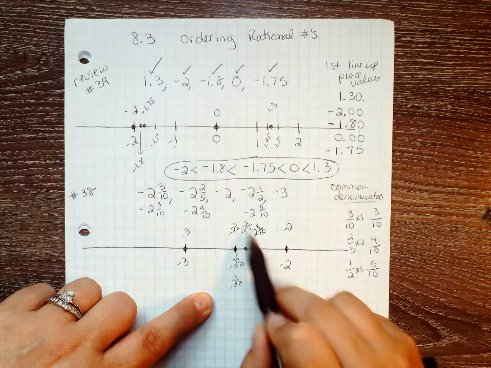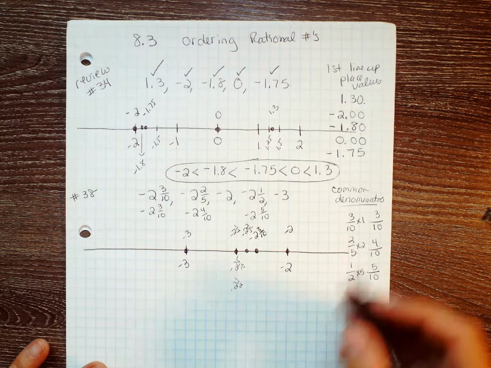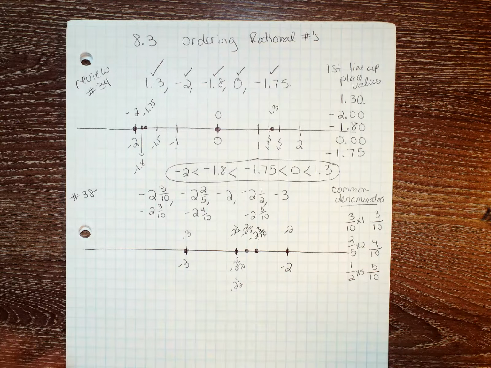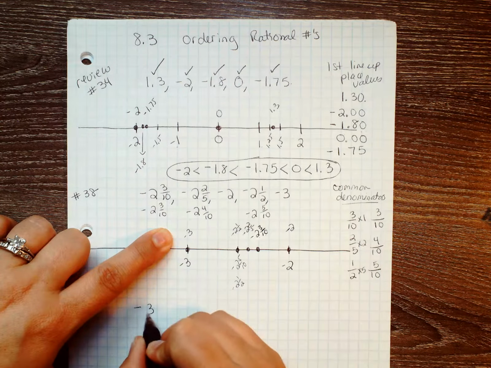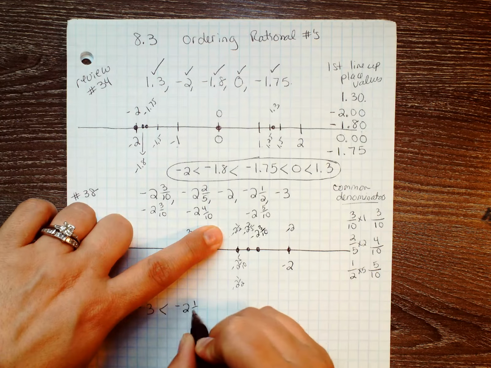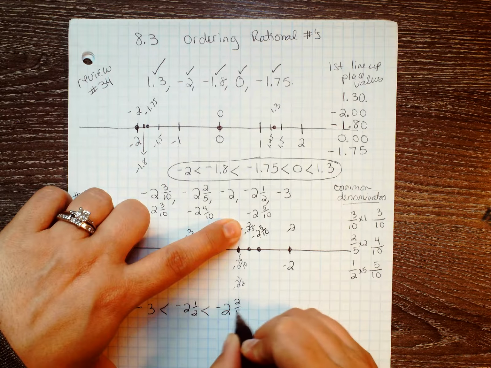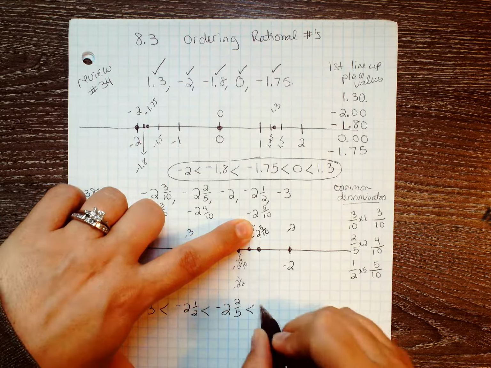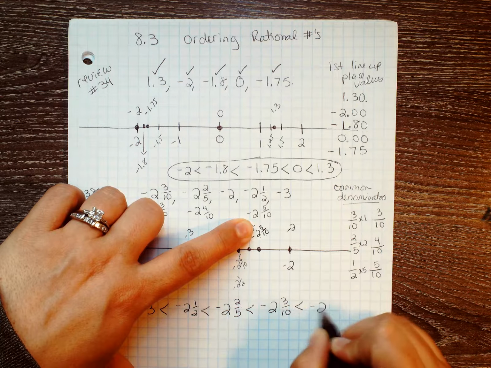So 1, 2, 3, 4, 5. Now we're going to go least to greatest, and we're going to go furthest to the left. So we're going to start here. We're going to say -3 is less than -2.5, less than -2 and 2/5, less than -2 and 3/10, less than -2.